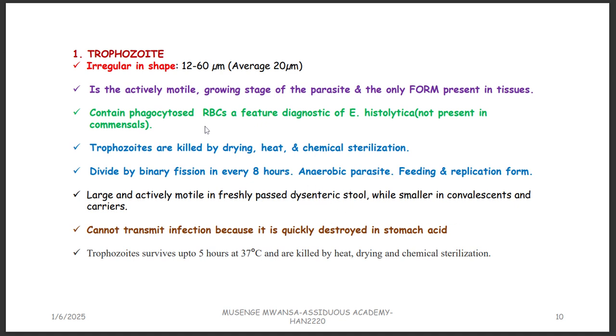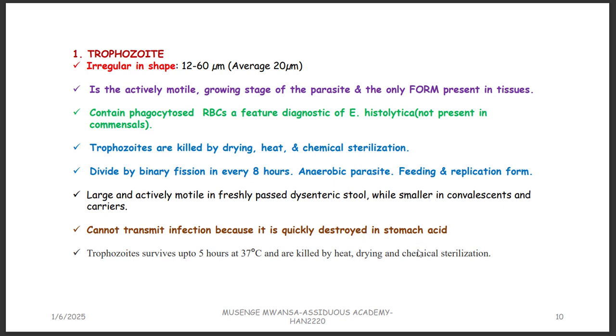In fresh stool, when someone who has got dysentery goes to the toilet, you are able to see trophozoites in the fresh dysenteric stool. So that can be used for diagnosis. You cannot transmit infection using this trophozoite. Why? Because it is quickly destroyed in stomach acid.